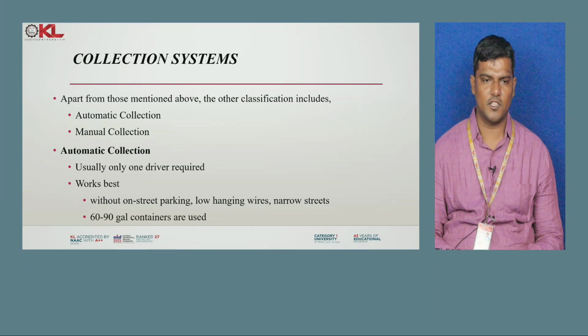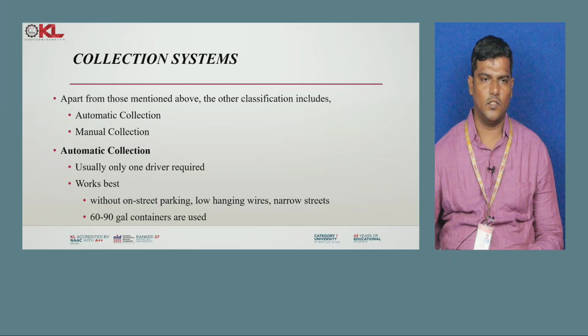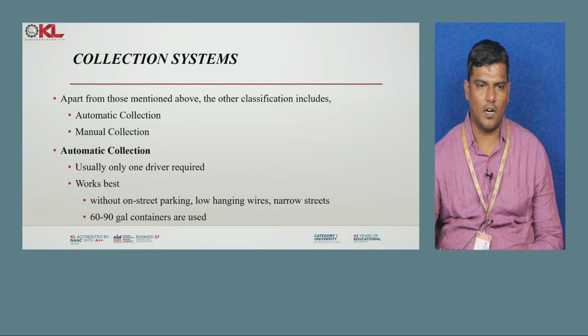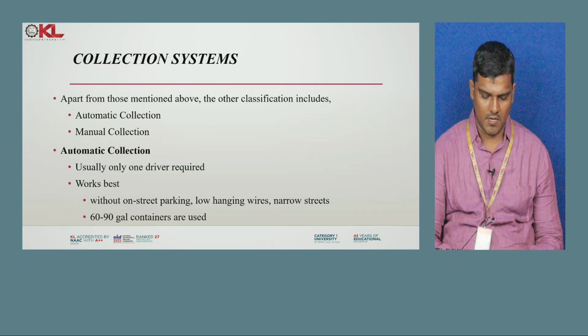It works best with on-street parking, low hanging wires, as well as narrow streets. Generally, the containers used have a capacity of 60 to 90 gallons in the case of automatic collection, because they are transported in a truck. Automatic collection is also one of the major practices nowadays.